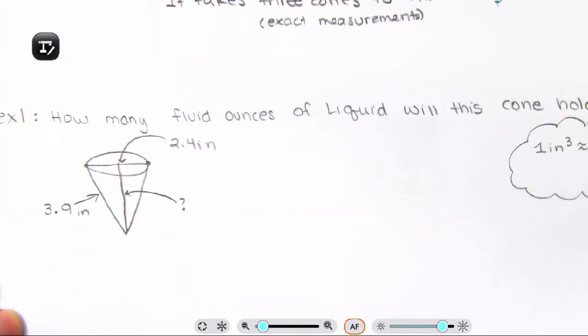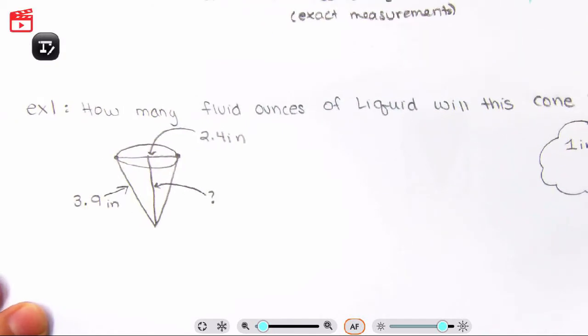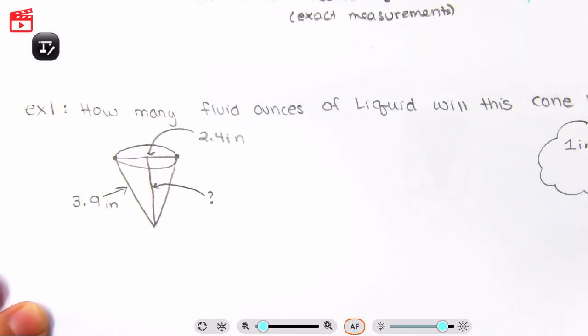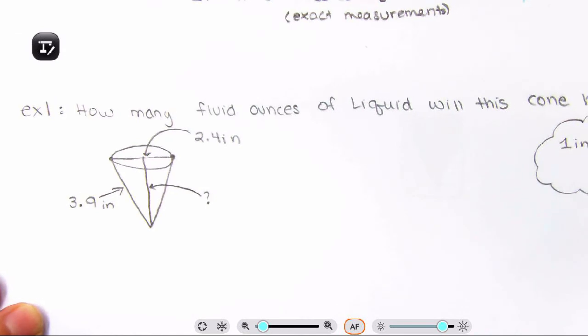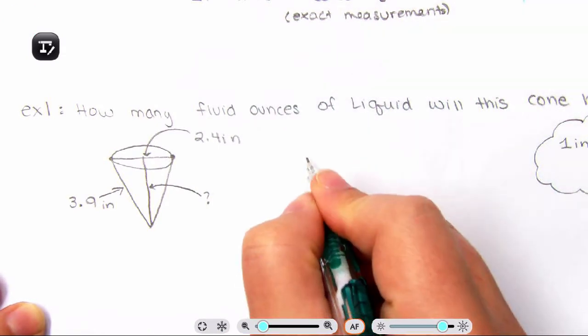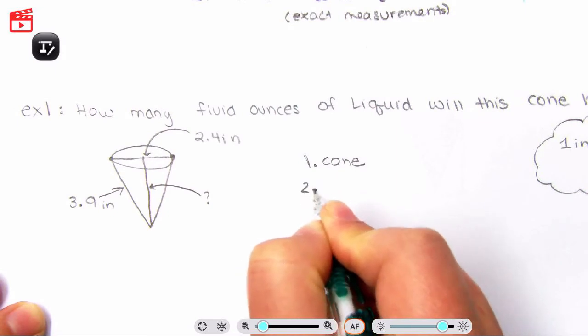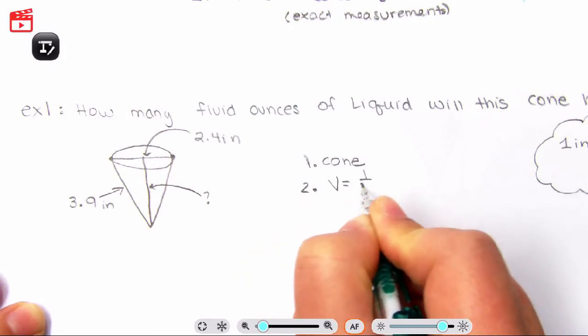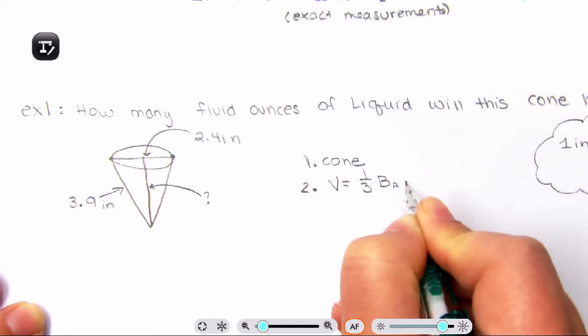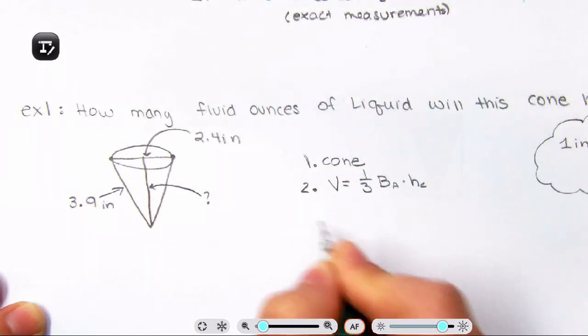All right, example 1. How many fluid ounces of liquid will this cone hold? Again, volume is something a figure or a prism or a cone holds. So if we were to fill all of this up with water, how much volume would that be? So let's start out. What is this? We have a cone. What's the formula? Volume is equal to 1/3 times the area of the base times the height of the cone.